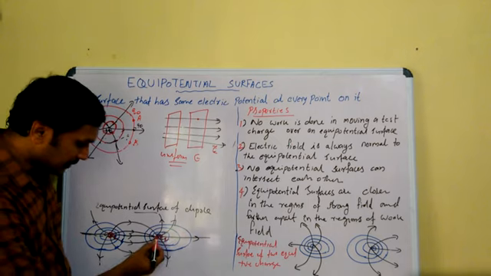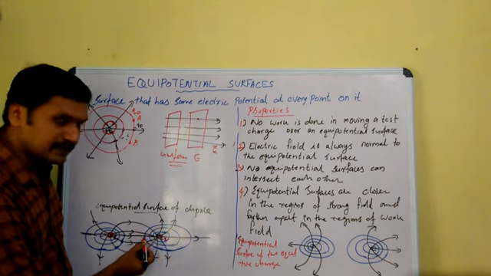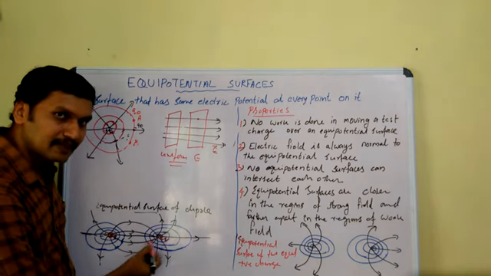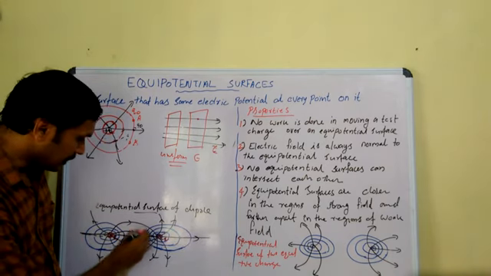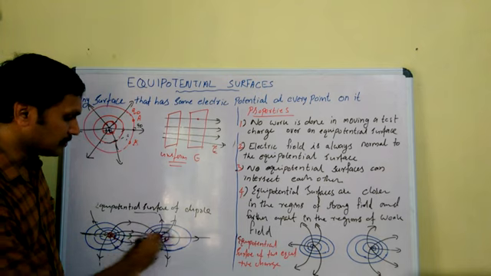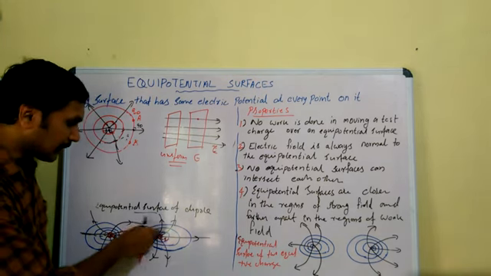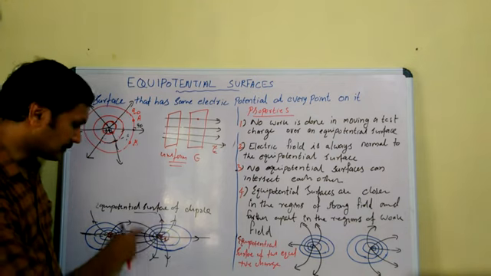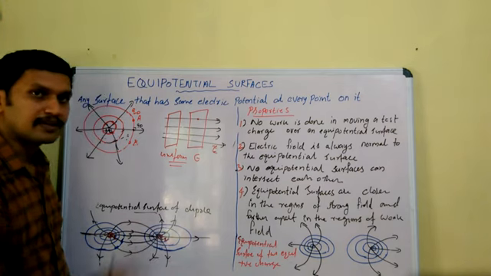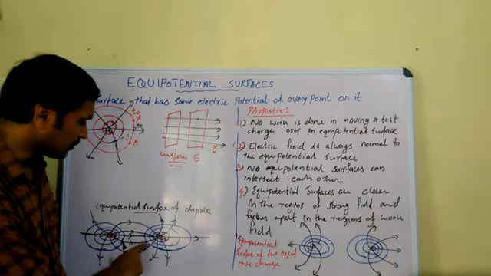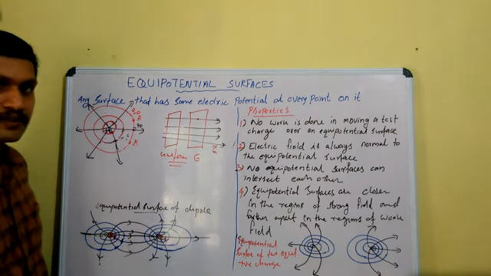So here the separation between the equipotential surfaces is less. Here the separation between the equipotential surfaces is more. And here I have shown some of the electric field lines due to the charge distribution of the dipole. The black lines show the electric field lines, and the blue lines show the equipotential surfaces. These are some of the equipotential surfaces due to an electric dipole, equal and opposite charges.